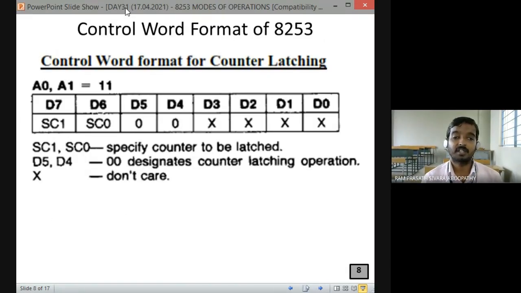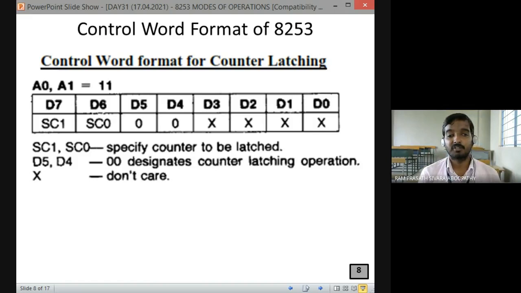So for latching the counter, already we have seen this format, correct? If I want to latch the count value of counter 2, what will be the pattern I have to write? In the format, can you people tell me what bit pattern I have to form so that I can latch counter 2? Kindly type in chat. What about the control word you have to form?